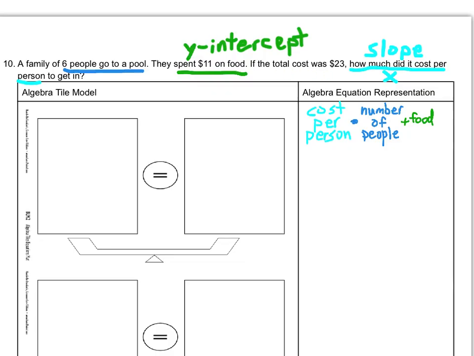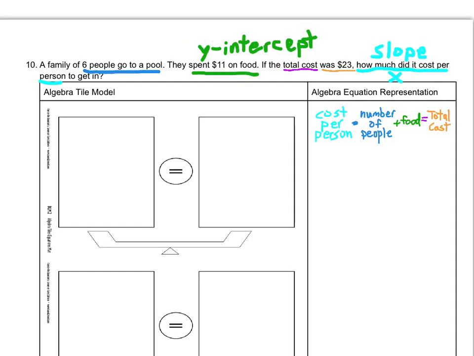We have a total cost of 23, so the cost per person times the number of people together plus food equals our total cost. Take a moment and see if you can plug in the numbers or letters into these parts here of these words. Again, if you can write down the words, it'll be really easy, hopefully, to plug in the numbers. What does that equation look like? Well, we get x times 6 plus 11 equals 23.